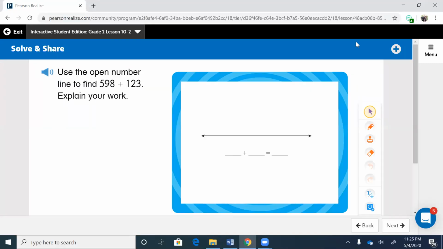All right, use the open number line to find 598 plus 123. The first thing we can do is fill out the equation, 598 plus 123. Now I'm going to redo my number line because I'm not going to have enough room. The first step is to put the first number at the end, on the left-hand side. When you're adding, you go to the right.